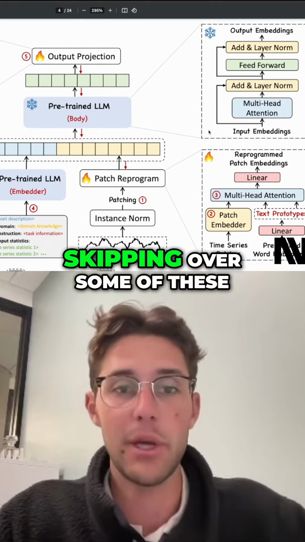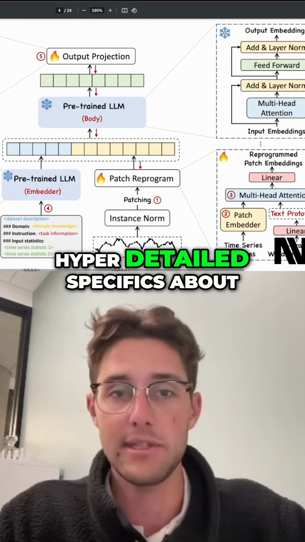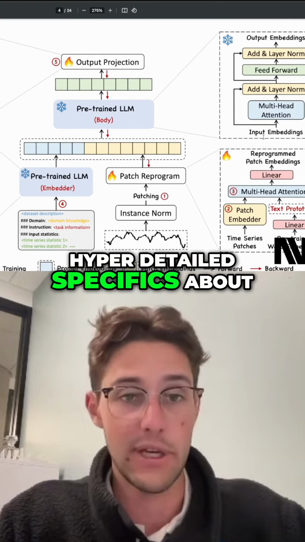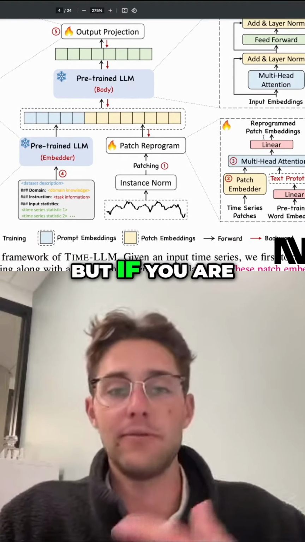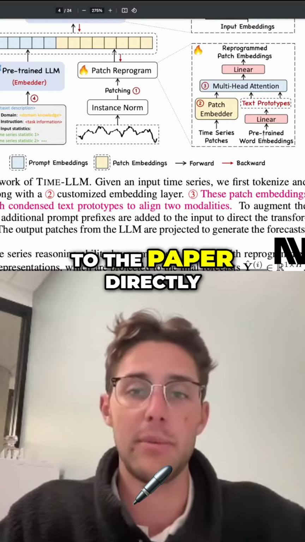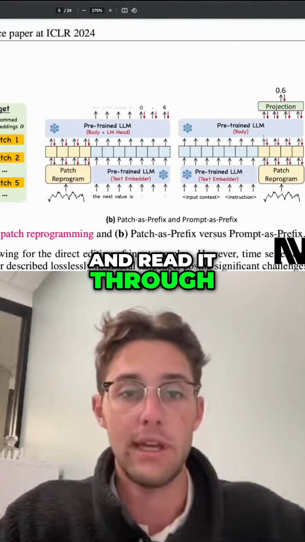And I'm kind of skipping over some of these more hyper detailed specifics about how this is working. But if you are interested in this, then you can go to the paper directly and read it through in its entirety.